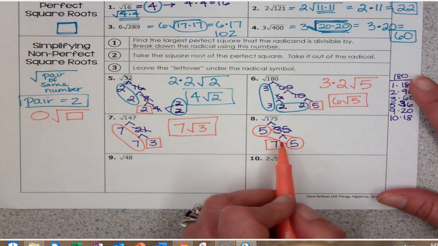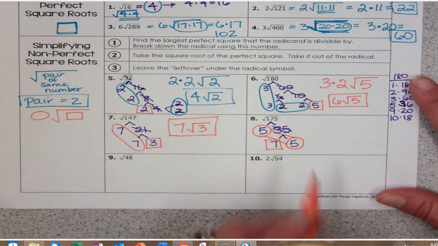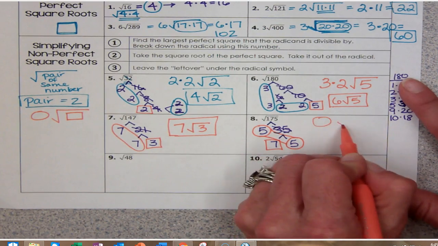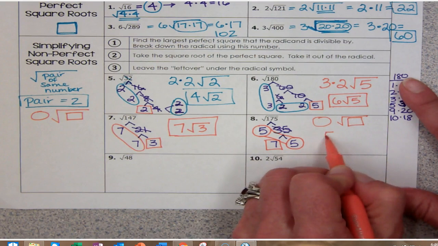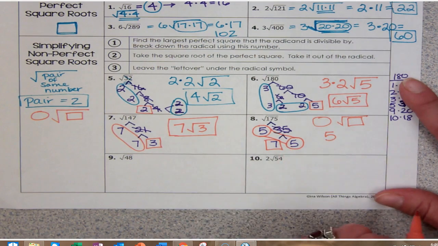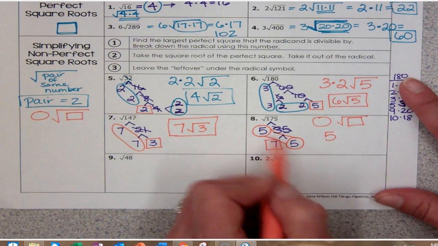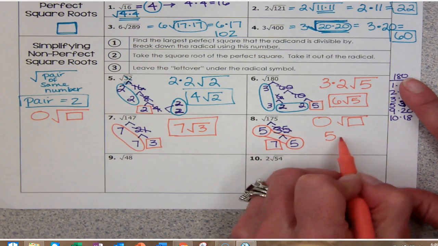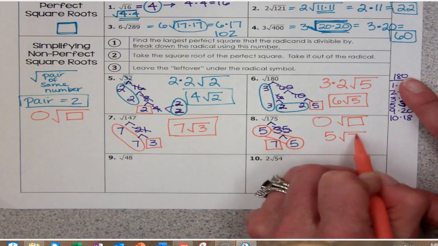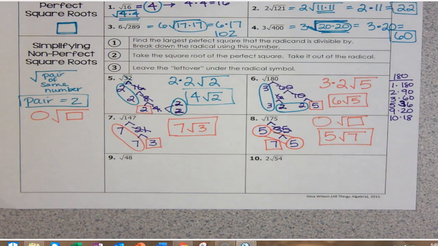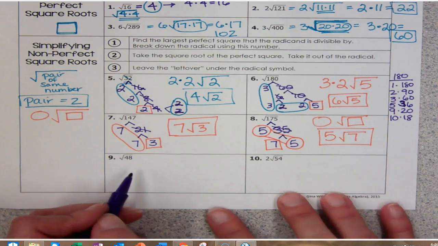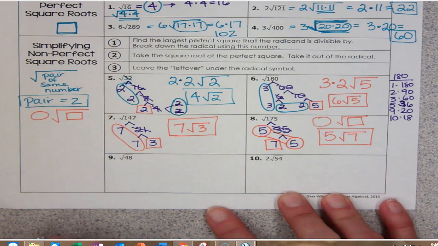So, I've circled my 5s. The circle comes out. The box stays in. My 5 comes out just as 1, right? 2 becomes 1. And the 7 stays in. All right? Hopefully you guys are getting it. 48. If you haven't done this one already, see if you can try and do it.